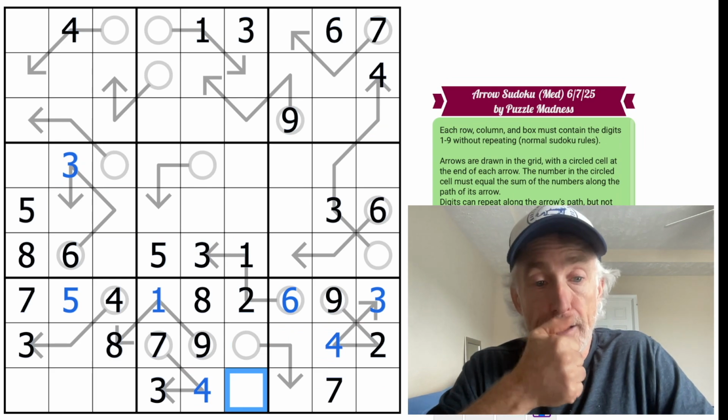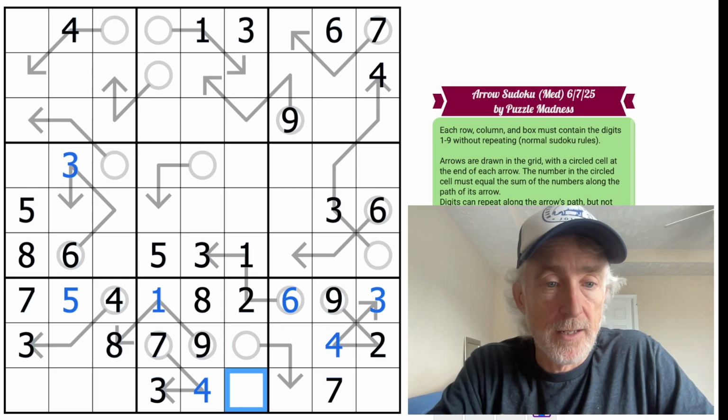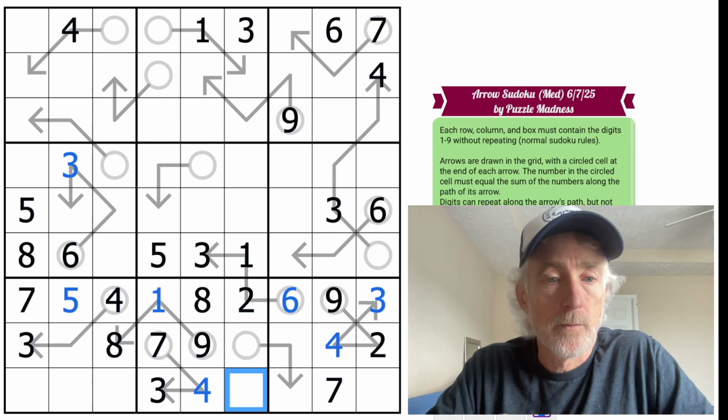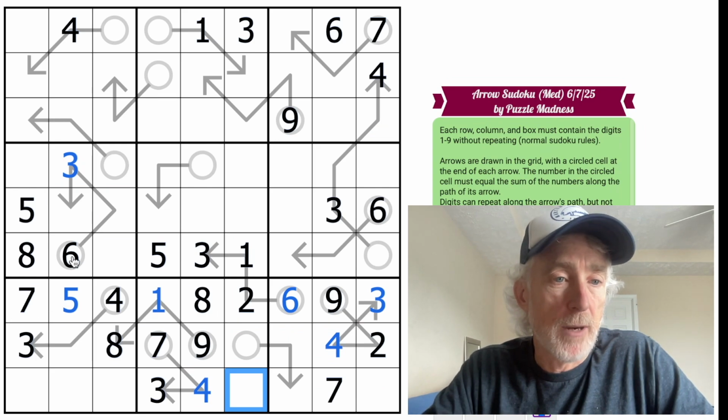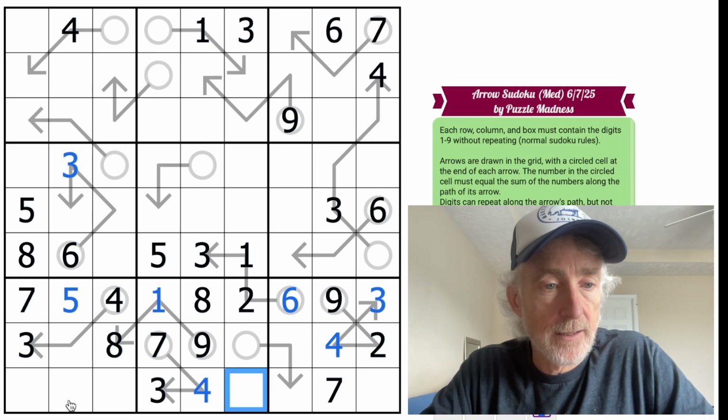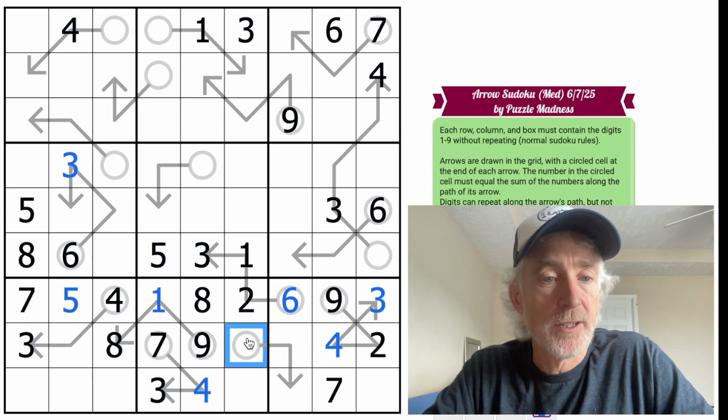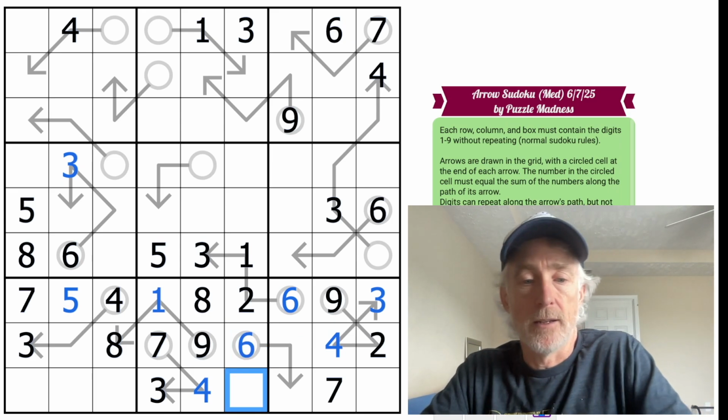Let's think about that. This is a 5, 6. We don't know which one yet. Although just by Sudoku, I see that this 6 points down here. So 6 is going to be in one of these two cells. That will point here and force this to be a 6. And this is a 5.